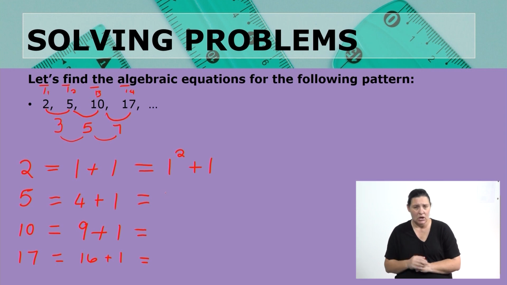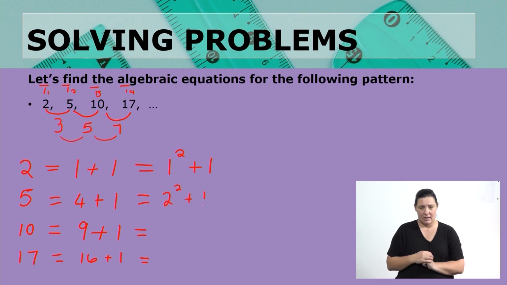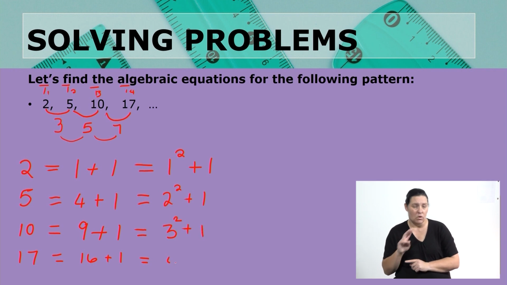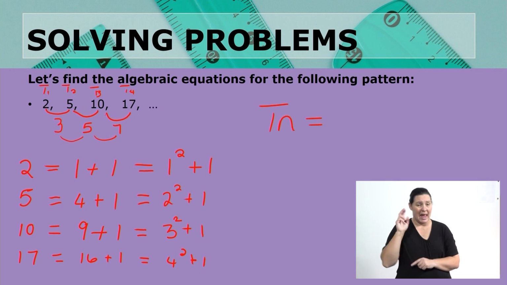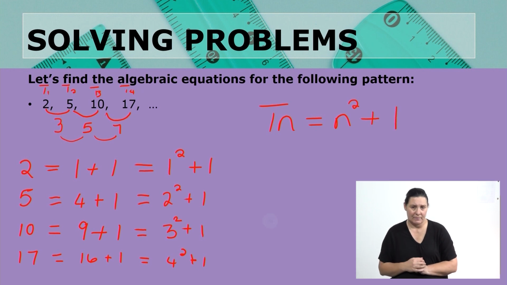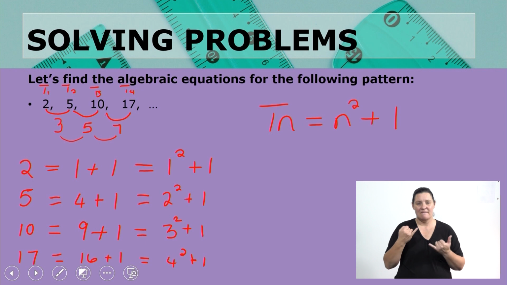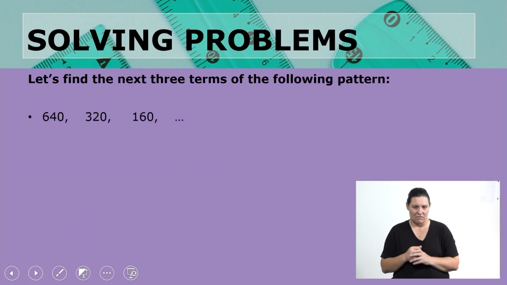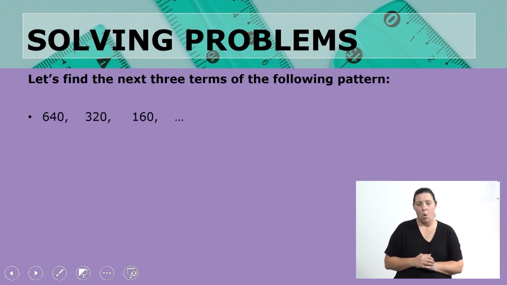What about the next one? That is 2 squared plus 1. And the next one there, the third term, is 3 squared plus 1. And the fourth term is 4 squared plus 1. So what does this tell us about the algebraic equation for this pattern? We can see that for us to get the nth term, we're just going to take the term number, square it, and then we are going to add 1. And that is our pattern for this sequence, or our formula for this pattern, sorry.